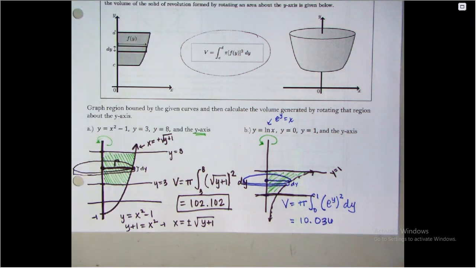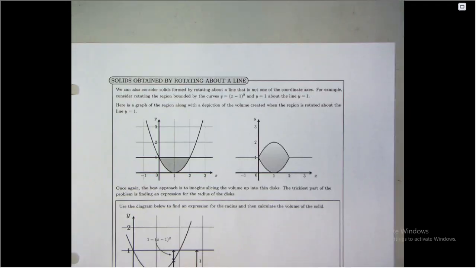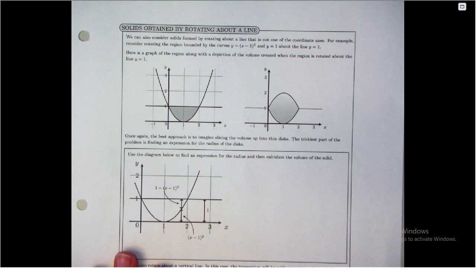All right, one more page. I know this one's a long video, but there's already 3 sets of videos here just for 7.2, so bear with me. The next thing that we're going to do is move our axis of rotation. So far, everything we've done, we've either rotated around the x-axis or around the y-axis. What happens if you move your axis of rotation? That is our next page.